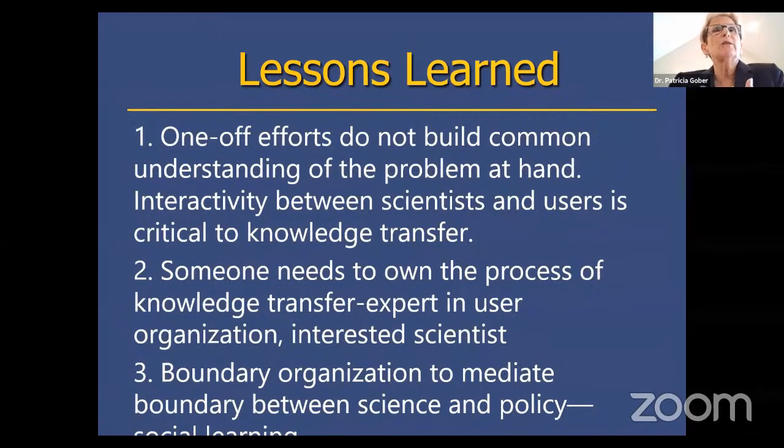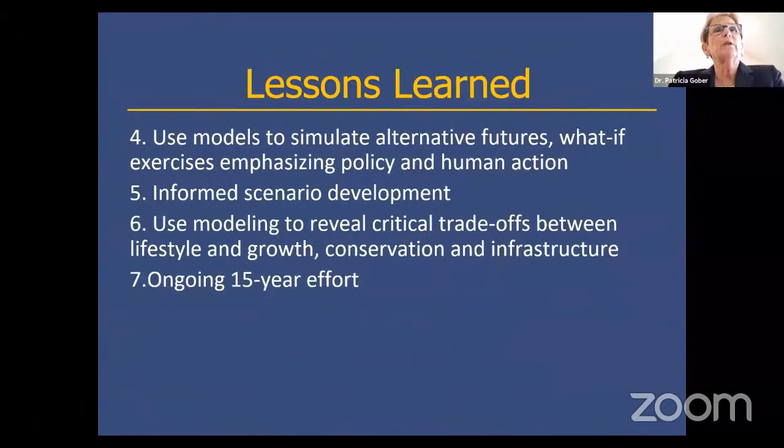Our group, the Decision Center for a Desert City, always framed itself as a boundary organization. We were sitting with the university's scientists, but also reaching out to the community. That was our first job, and we began to assess what worked and what didn't work. So a boundary organization is critical to facilitate this process.